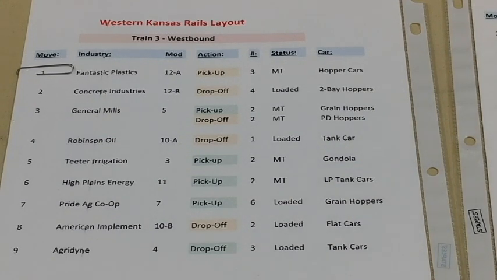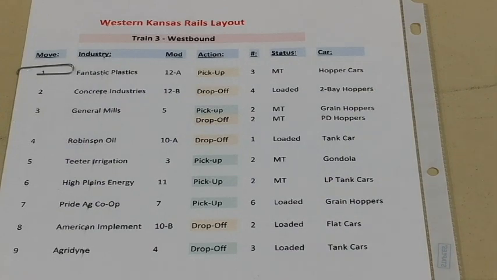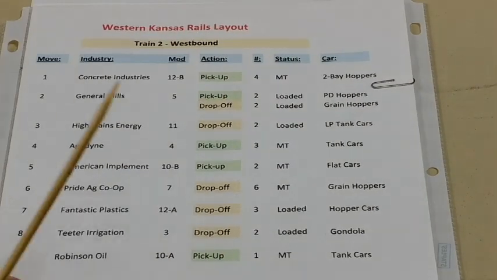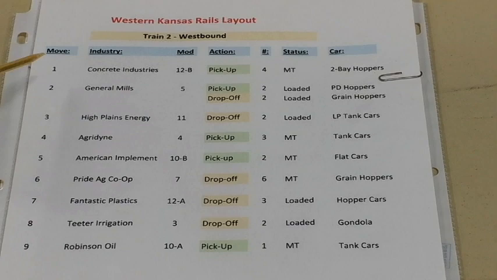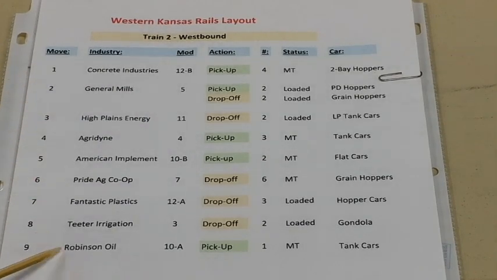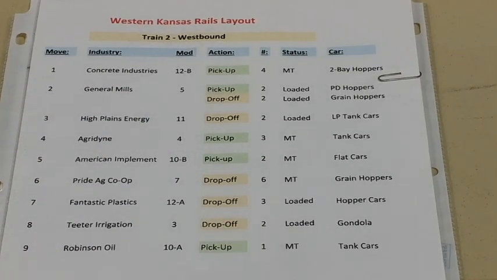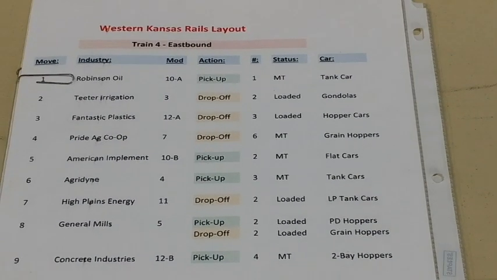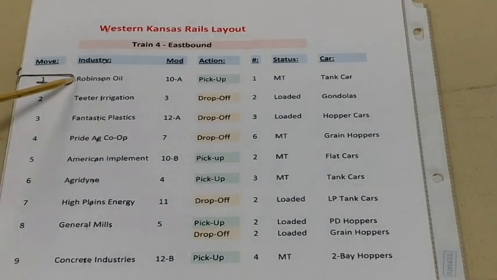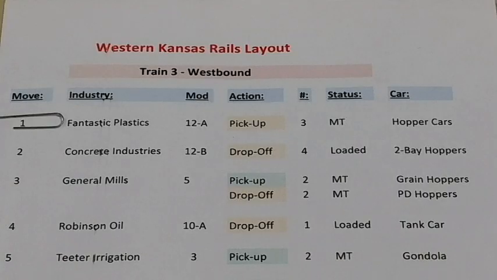We also have done the same thing with train number 2, which starts off with Concrete Industries and ends up with Robinson Oil. But once it turns around and heads back east, you then start off with Robinson Oil and end up with Concrete Industries.